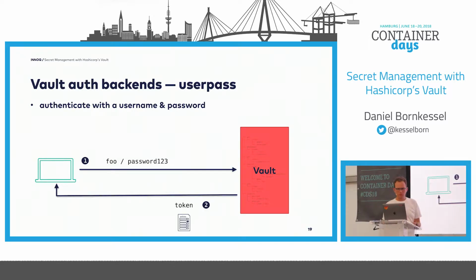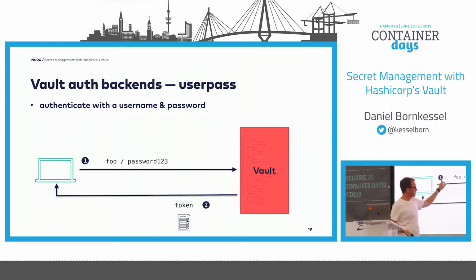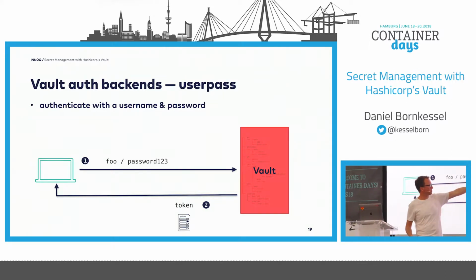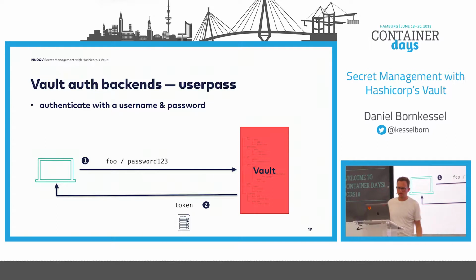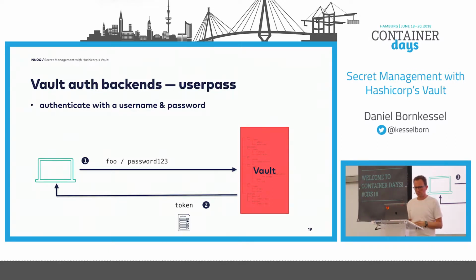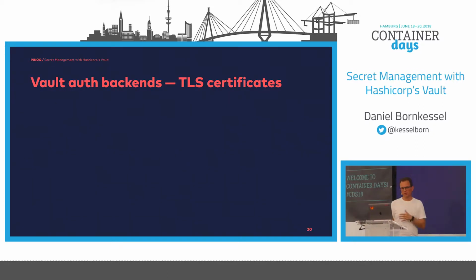And then if I want to operate with Vault as a user, I can authenticate with foo and password 123, and Vault returns a token with some policies attached to it. And from now on, I can talk to Vault and read the secrets I'm allowed to read. So this is for users.